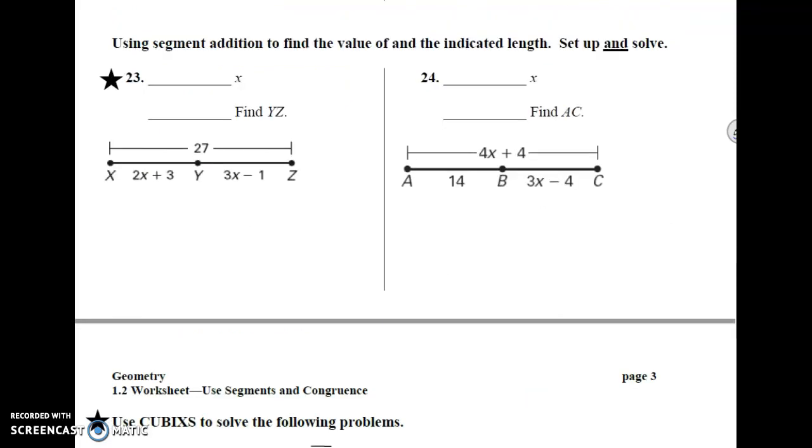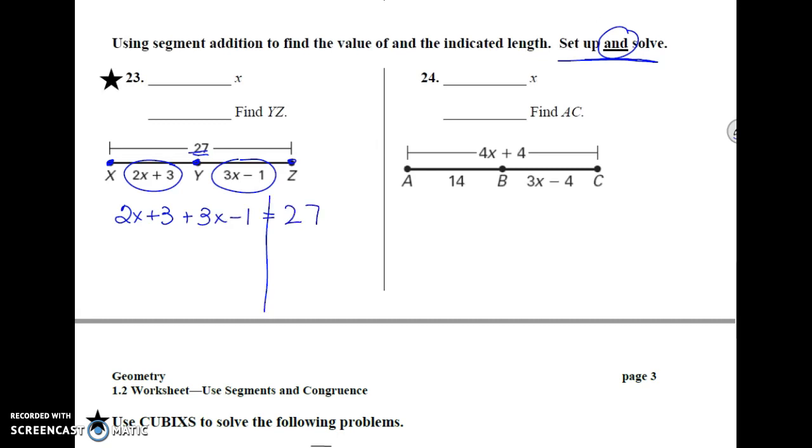Now when you get to question 23, we're going to use segment addition, and now we're going to set up and solve. So we're going to finish the problem all the way to the end. Again, in question 23, these 3 points, X, Y, Z, are divided up into 2 sections, the 2x plus 3 and the 3x minus 1, and that equals the whole segment, 27. So we're going to write 2x plus 3 plus 3x minus 1 and set that equal to 27.